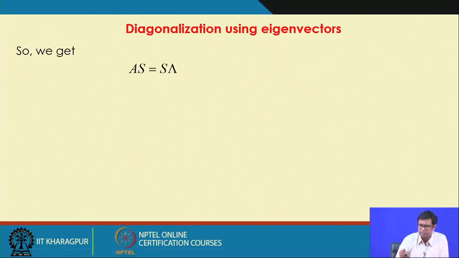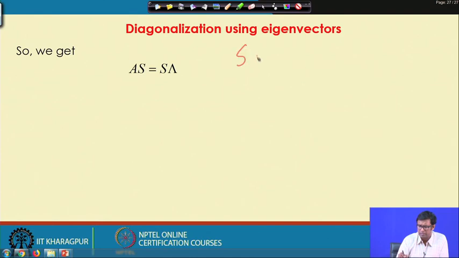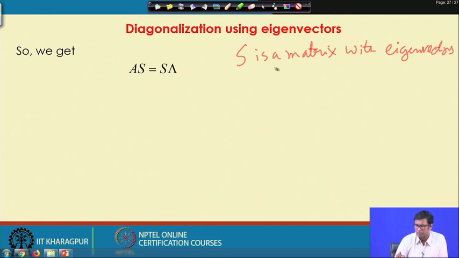Now, S is a matrix with eigenvectors as columns. We are considering eigenvectors of distinct eigenvalues. So, I assume that all the eigenvalues of A are distinct. Therefore, the eigenvectors are independent, as we have just seen earlier. So, S has independent columns.